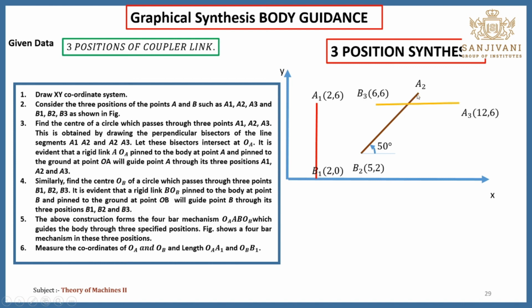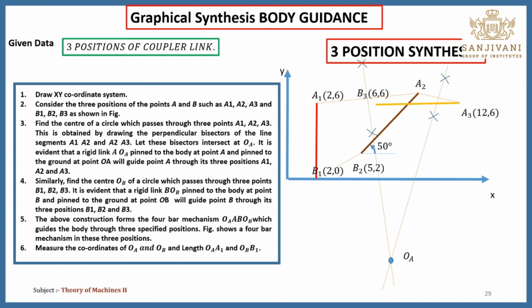Again, in the same fashion, you need to draw the third position, B3 A3. After drawing these three positions, next task, you need to join A1 A2 and A2 A3. Next, you need to take the perpendicular bisector of A1 A2, and you have to join this line. Again, you need to take the perpendicular bisector of A2 A3, and you have to join the line. These two intersect at a common point. That common point is the OA.